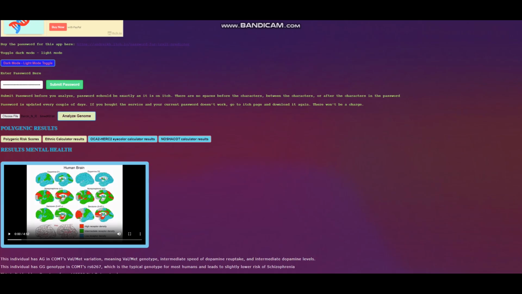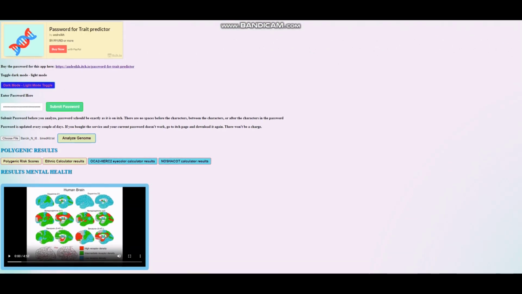Let's go ahead and look at what she scores with my trait predictor. By the way, look at that! I'm just showing off here that I added a dark mode for my trait predictor. I don't really like it too much. I prefer the original light mode. I think it's a little bit easier to read for me. But let's go ahead and start with her Snipper results.